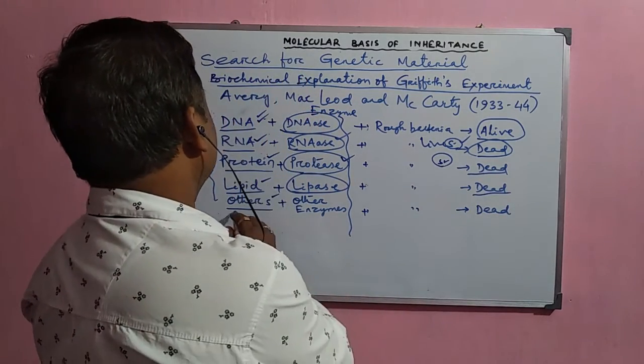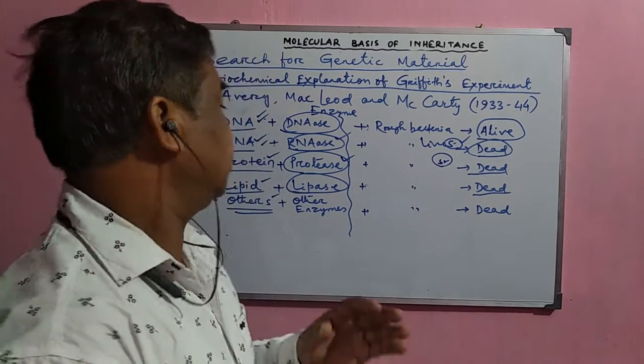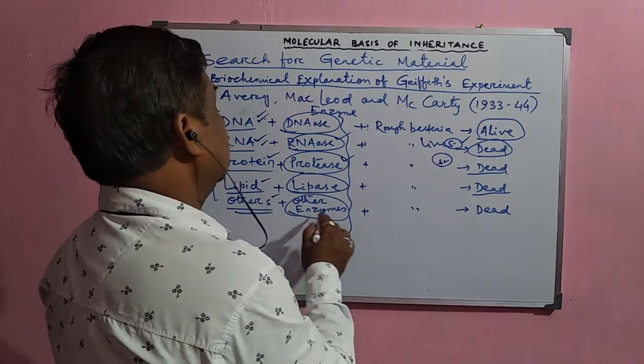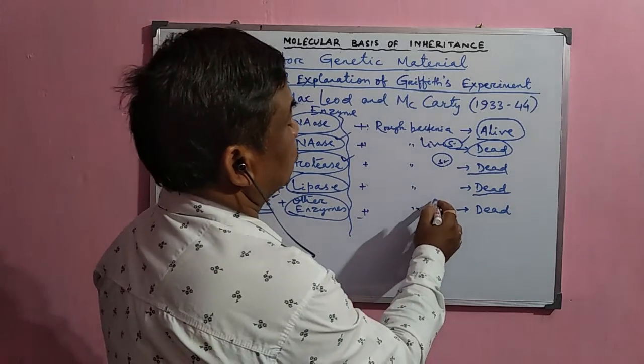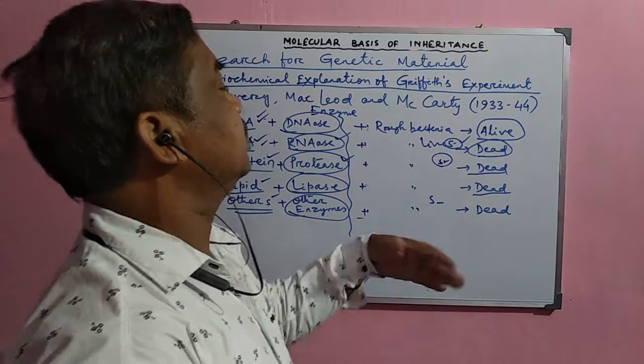Again, there were many other molecules, and they gave enzymes to them. These enzymes digested those molecules, and they found that the smooth variety of bacteria was still there and the mice died.